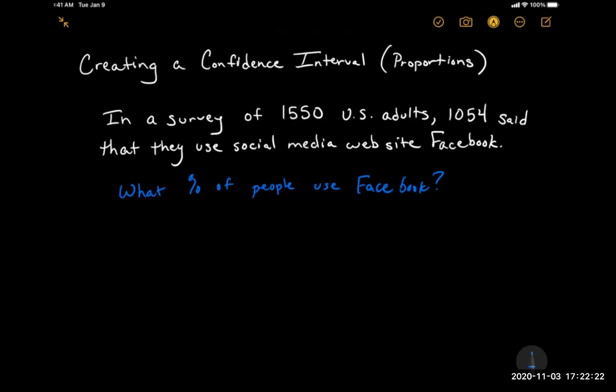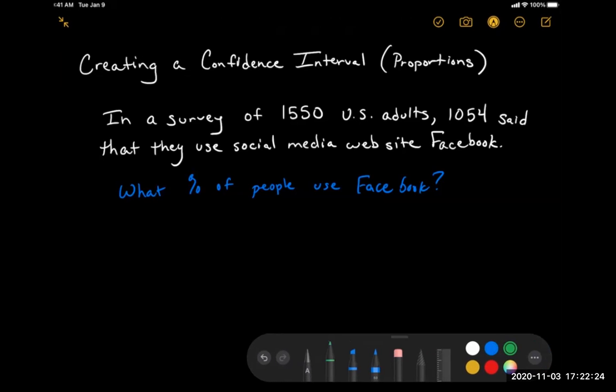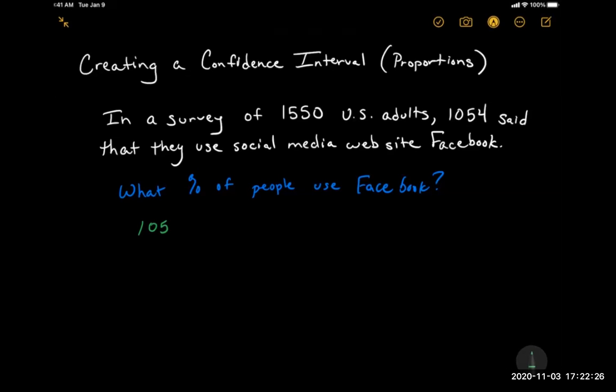Ah, very good. So we did some division. We did 1,054 divided by 1,550. This is like a part of a whole. It's just standard fraction. And the answer when you do this, in fact, is 0.68 or 68%. And what this is called is a point estimate.